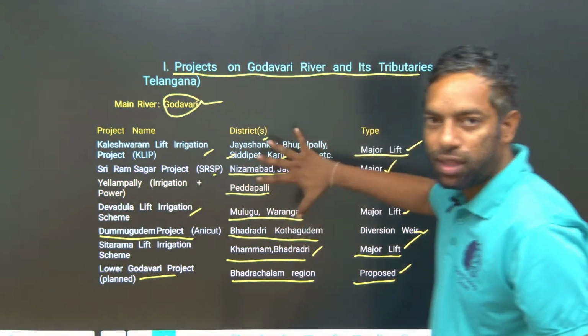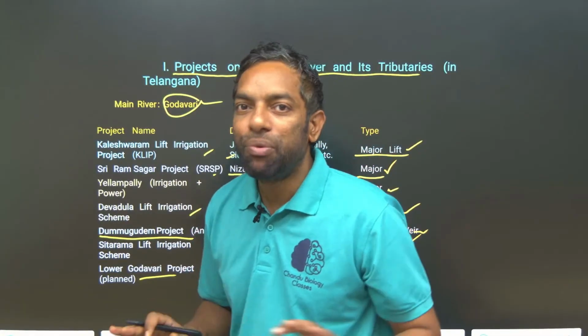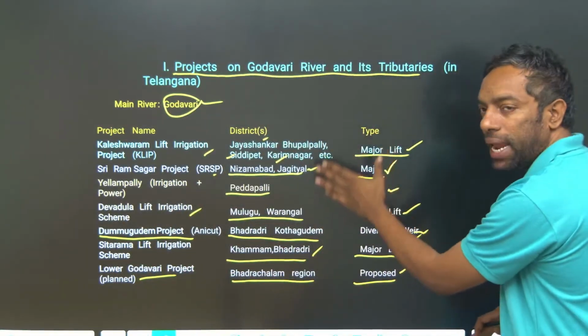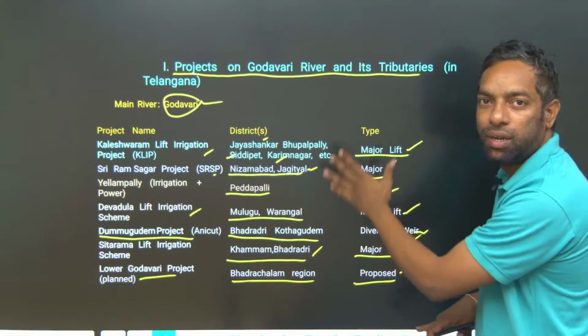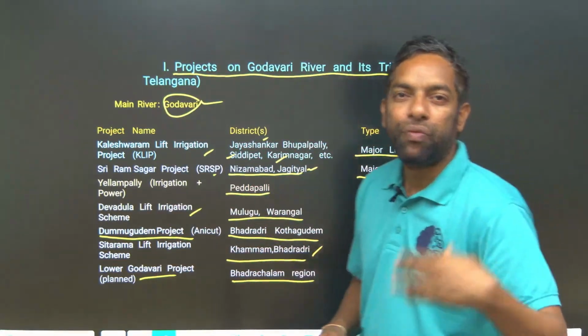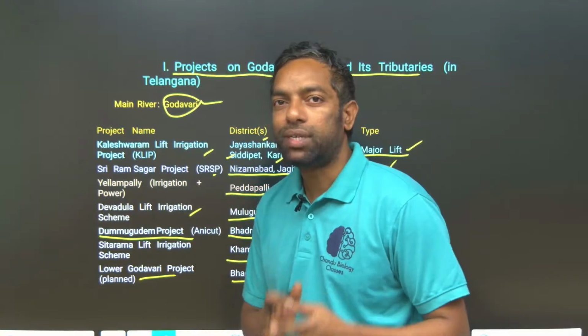Actually, these are the main Godavari river projects. There is no tributary, no other river included in this list. These are the main Godavari source lift irrigation projects. They can ask you which one of the following is a project under the Godavari river. On the Godavari river, they can ask you such questions.